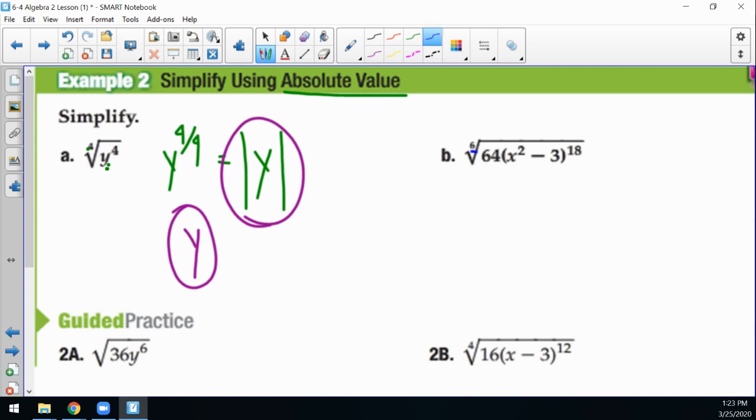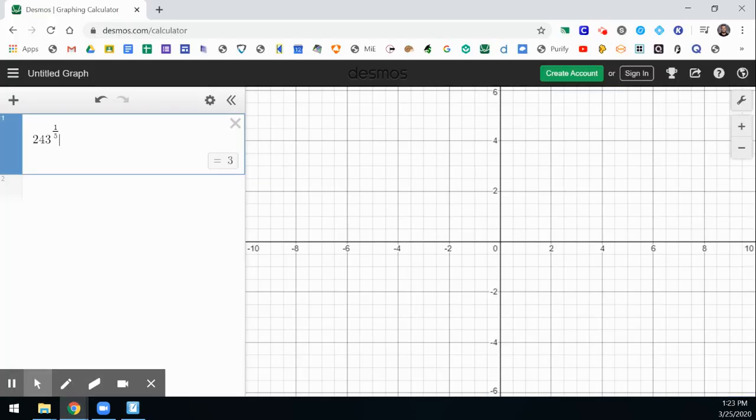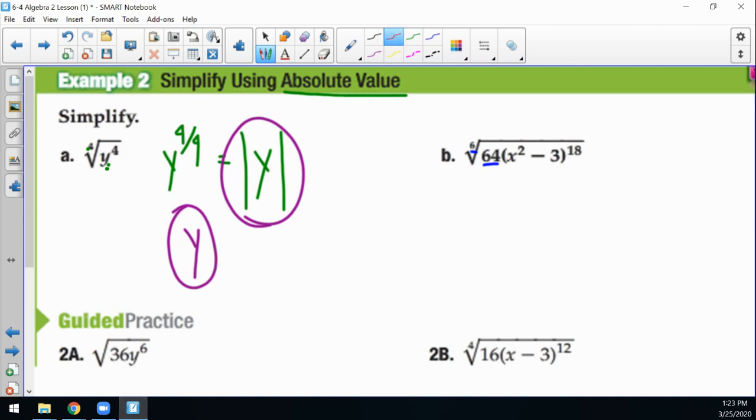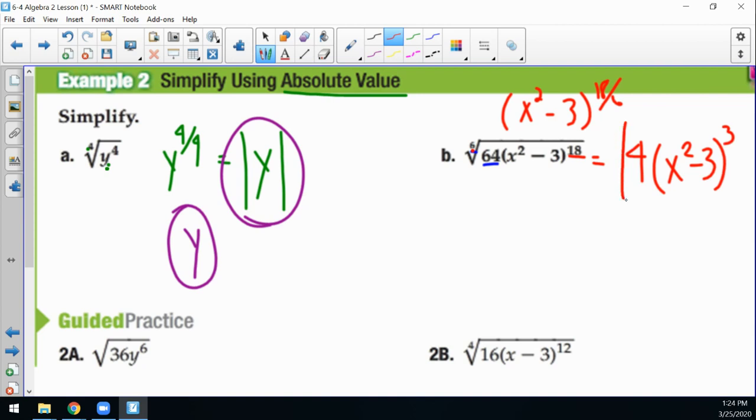All right, and we can do the same here to the 6th power. So I don't know what 64 to the 1/6 power is. So I'm going to pull up decimals real quick and figure out what that is. So I'm going to say 64 to the 1/6 power is 2, okay? And then, see, this is 18 over 6. So this is really x squared minus 3 to the 18 divided by 6 power. That's going to be x squared minus 3 to the 3rd power.